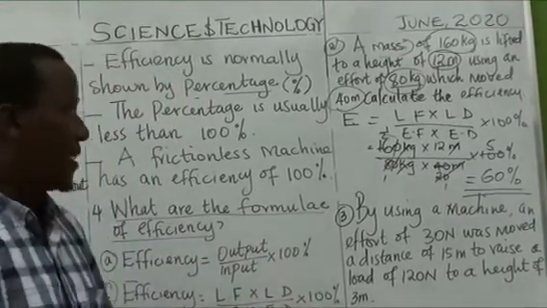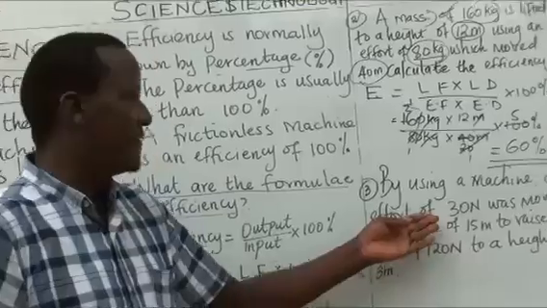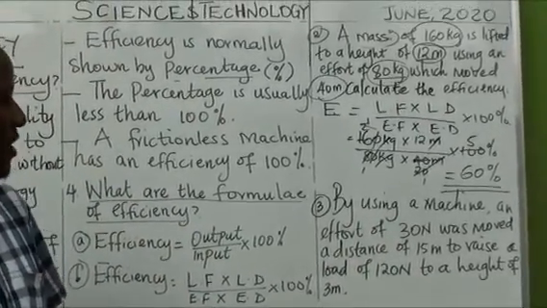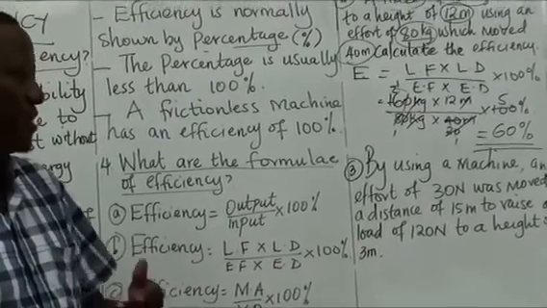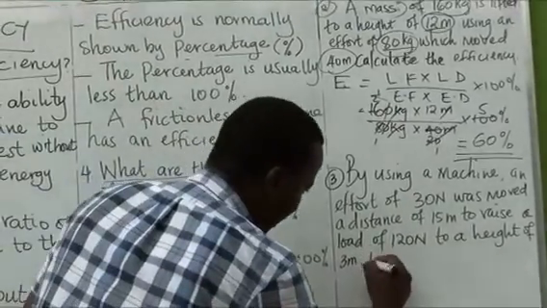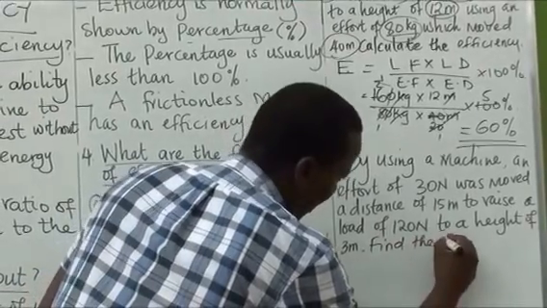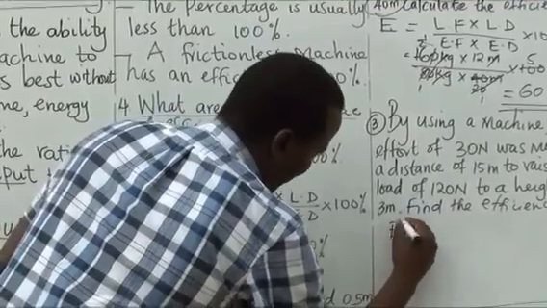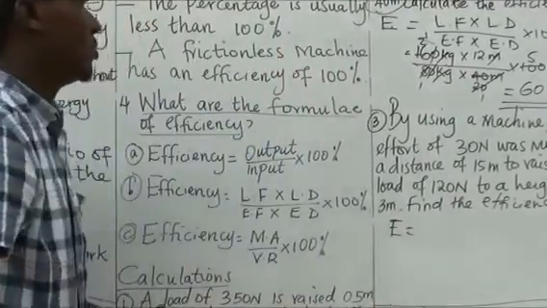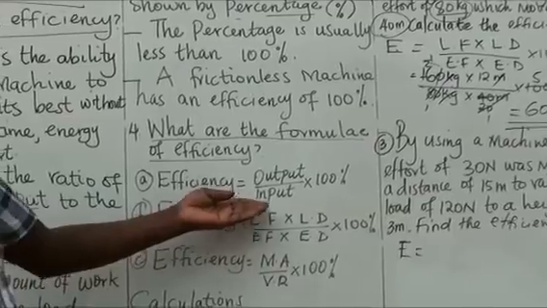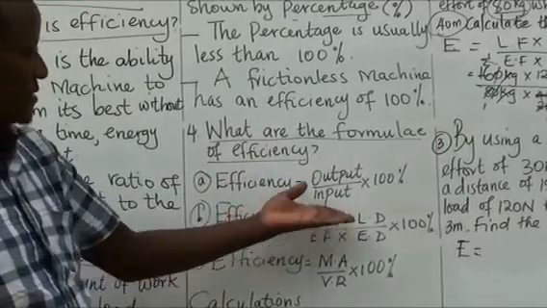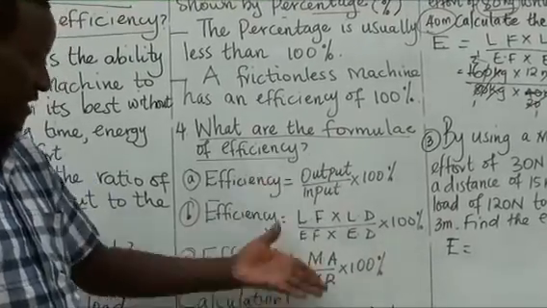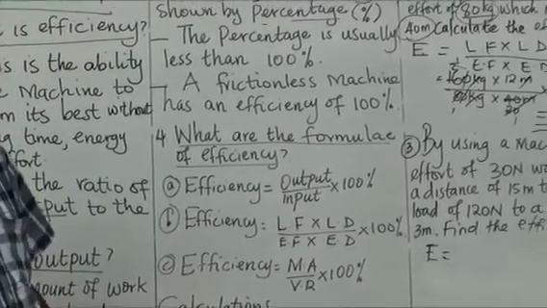Question 3. By using a machine, an effort of 30 Newton was moved a distance of 15 meters to raise a load of 120 newtons to a height of 3 meters. Find the efficiency. Efficiency, somebody to remind us, efficiency is equal to what? Either output over input times 100%, or load force times load distance, or mechanical advantage over velocity ratio times 100%. You can see the 3 formulas on the board. Which one do we use this time round?